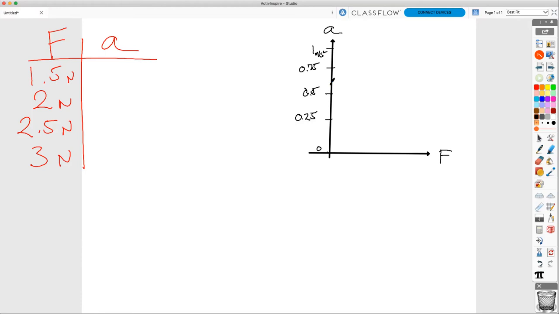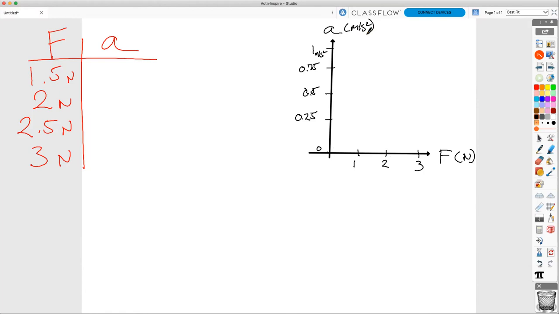Force, we're going to go from 1 to 3 newtons, right where we were. So we can break this one down, a little more accurately, into 1, 2, and 3 newtons. Meters per second squared. Never want to forget units. So there's our Cartesian coordinates that we're going to be graphing on.